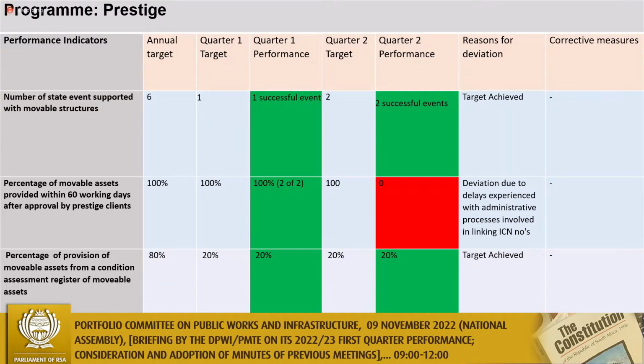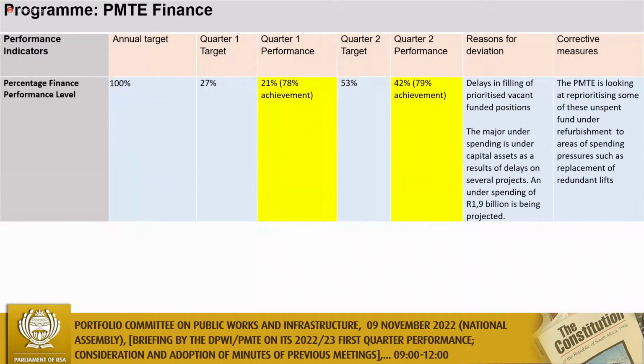And then in terms of assessing from the condition assessment register of the movable assets, we say from the portfolio, we should be able to provide 20%, which is broken down quarterly to achieve the 80% annually. So each quarter is 20%. So we are on par in achieving that 20% in Q1.